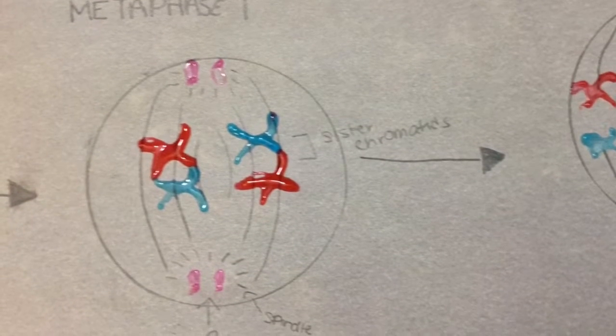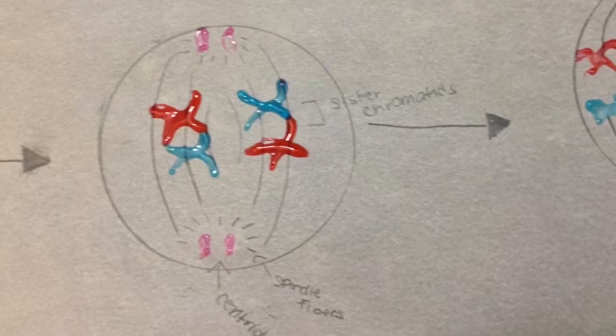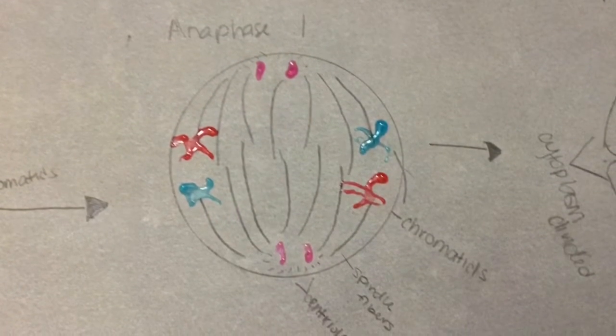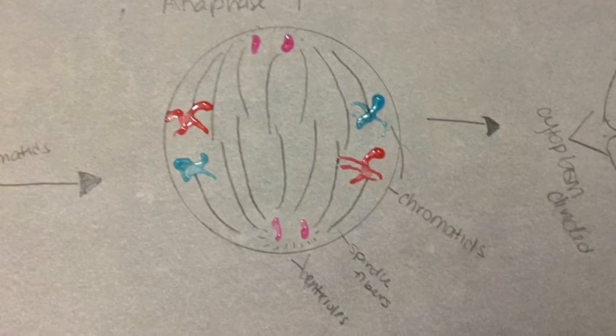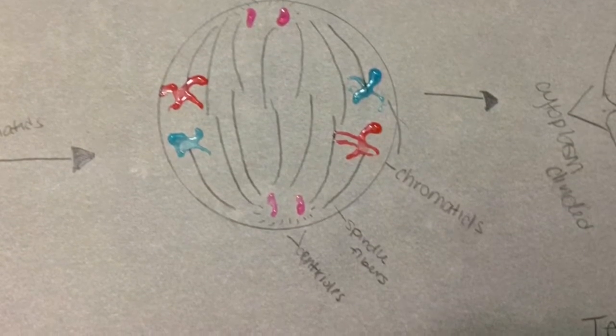Metaphase I, the second stage of meiosis I. During this stage, the homologous pairs line up at the metaphase plate and move towards one pole. Anaphase I, the third stage of meiosis I. During this stage, the homologous chromosomes are pulled apart and moved to opposite ends of the cell. The sister chromatids of each chromosome are still together and do not come apart.